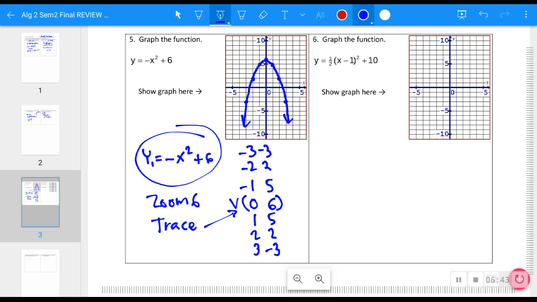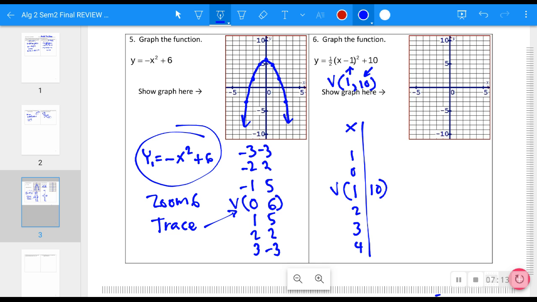Okay, on this next one here, we can find the vertex easily. This is the opposite of the h value, so I'm going to put a 1. And then the k value shows up just right there. 1, 10 is our vertex. So I'm going to make a table of values. And let me do that a little bit better. With 1, 10 as being my vertex. And if you go on either side of 1, you get 2, 3, and 4, 0, 1, negative 1, and negative 2. So those are the values we're going to put in.